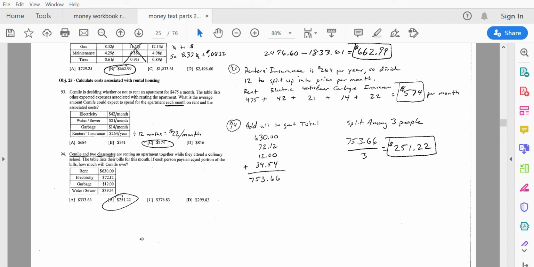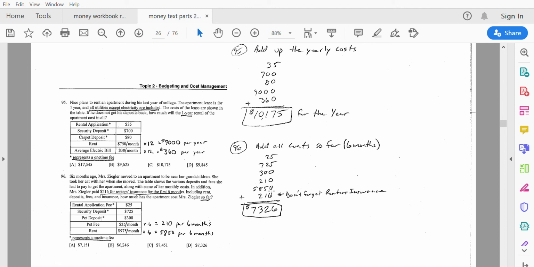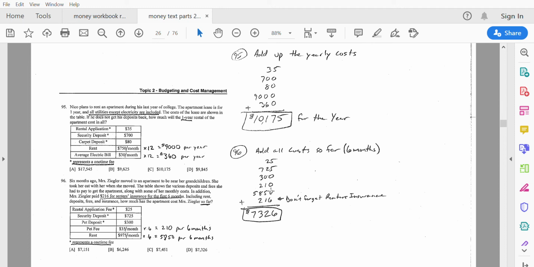All right, so there are 2 problems done. Let's turn the page to page 41. And we have 2 problems here, so let me cut that out.